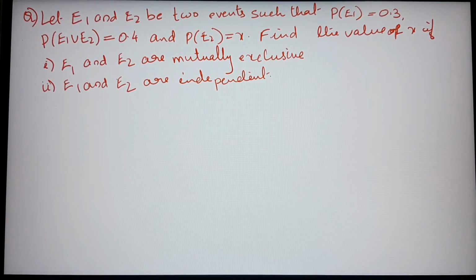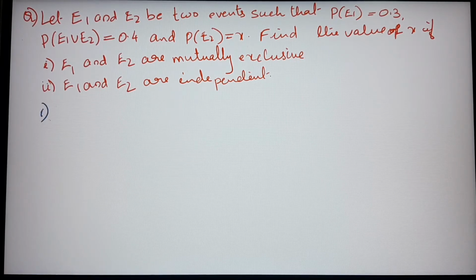When events are mutually exclusive, how to solve, and when events are independent, how to solve. Okay, so here we will come to know the difference between mutually exclusive and independent events. Now in this question, given E1 and E2 are two events such that P of E1 equal to 0.3, P of E1 union E2 is 0.4 and P of E2 is unknown. We need to find P of E2 which is X.